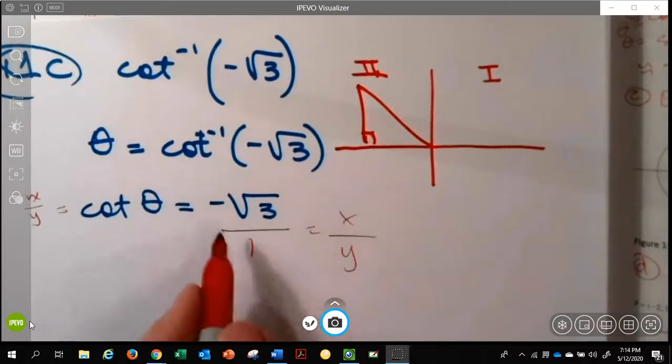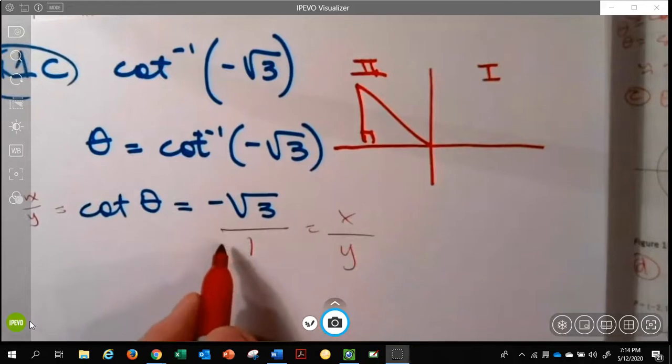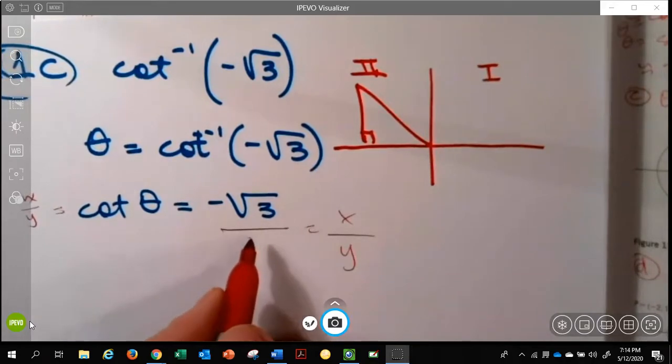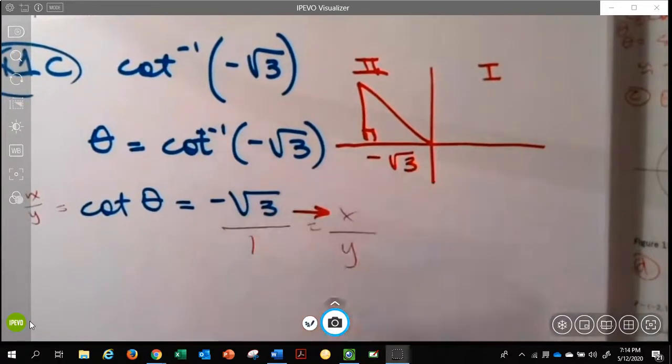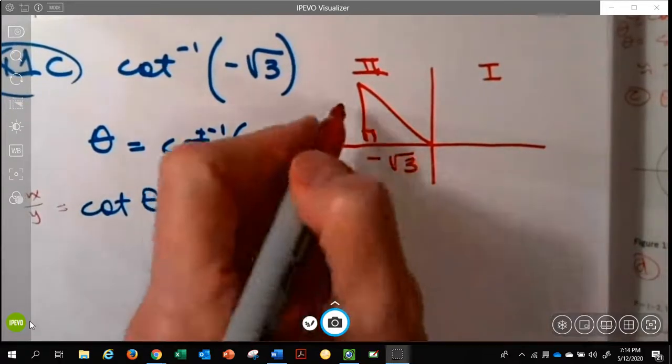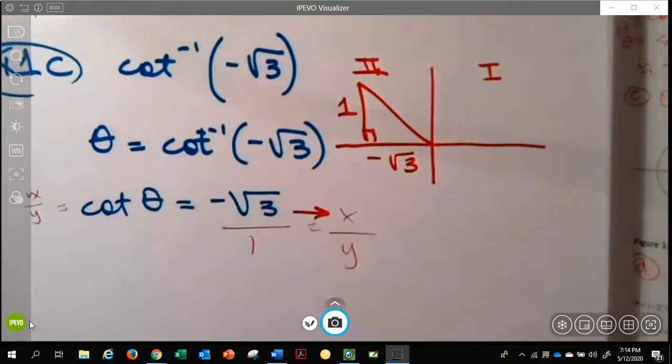With that being said, my negative can go in the numerator or the denominator. It just goes where I need it. And in this particular case, I need it for my x, so this would be the negative square root of 3, over my y, which is a 1.